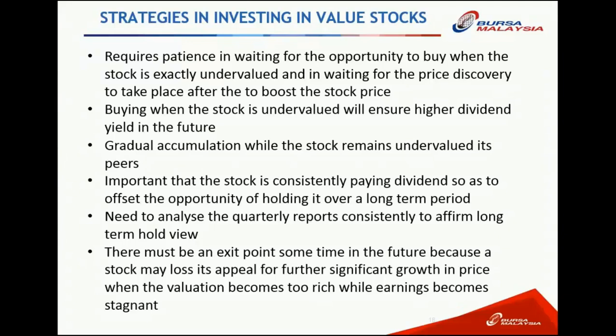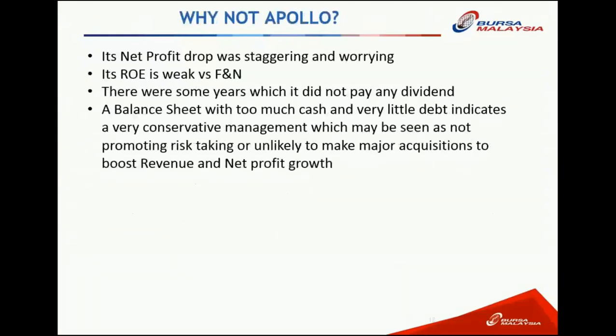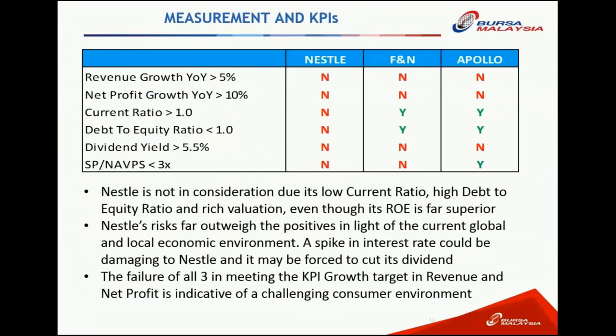Important that the stock is consistently paying dividends. Do you usually benchmark the PE ratio across the peers to see whether the company is undervalued or not, am I right? I look at a few things. The share price over the net asset value. That's the first thing. When I look at it, I always use these metrics.